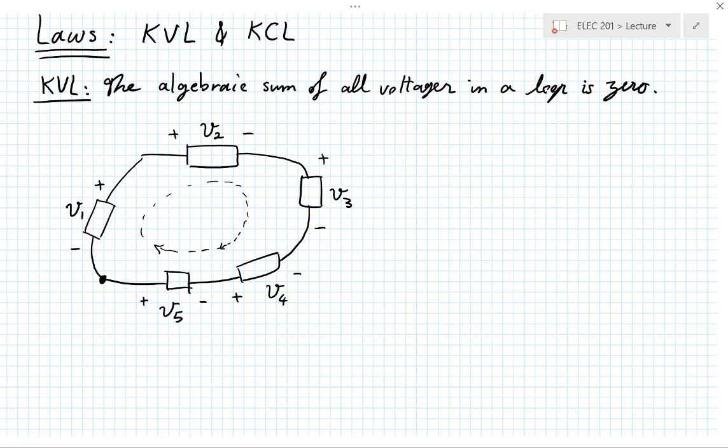When I am going through my loop, as I go through each element, if I encounter the negative sign first on my path, I will include a negative sign in front of the element's voltage in my equation. If I encounter the positive sign first, I will include that voltage with a positive sign. So continuing, I get this.